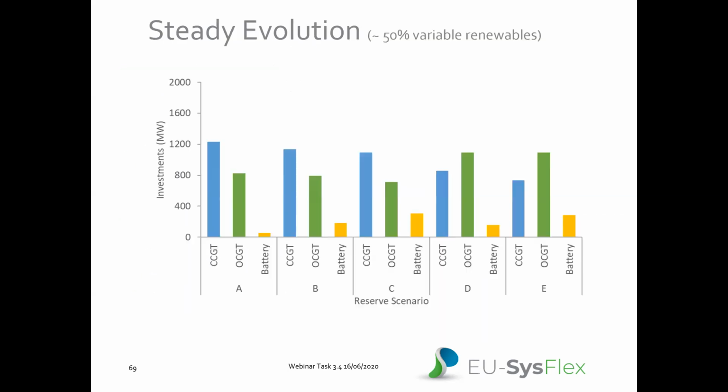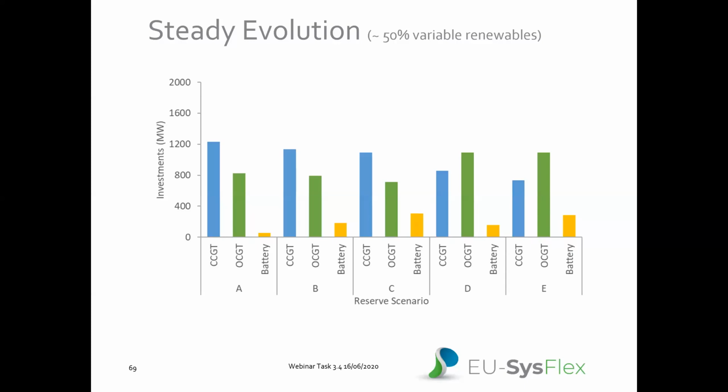Next slide. So a quick overview of the results. So this graph shows the investment capacities in the different technologies for the different reserve scenarios, starting with steady evolution. So a reminder, in reserve scenario A, no reserve was considered at the investment stage, and most of the new capacity is in CCGT, which is the least flexible unit in terms of startups, ramping and reserve provision.